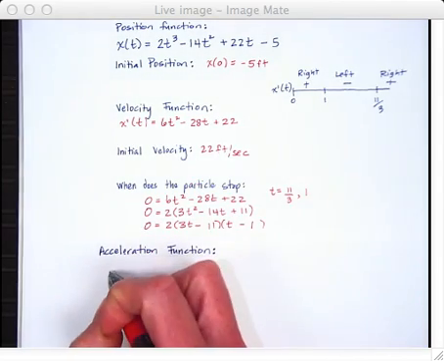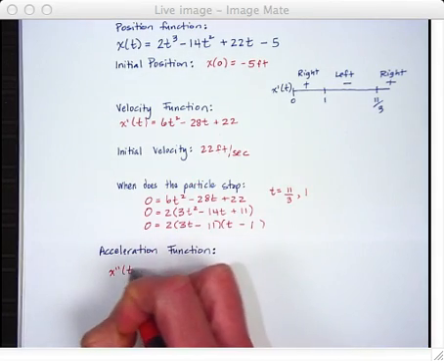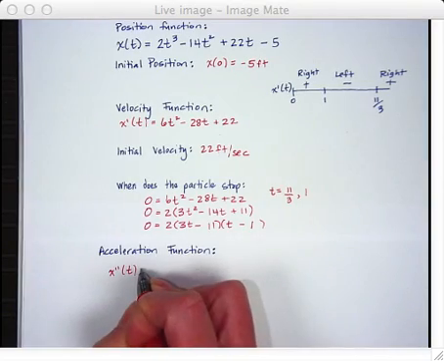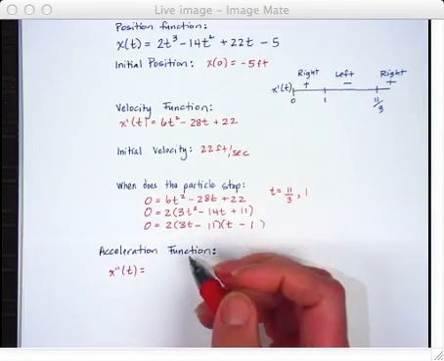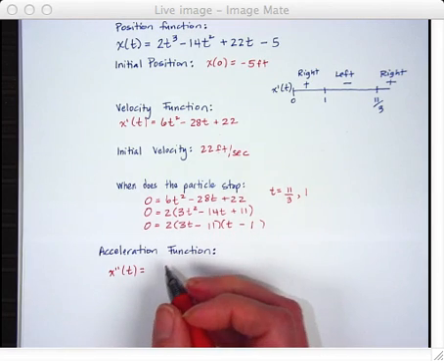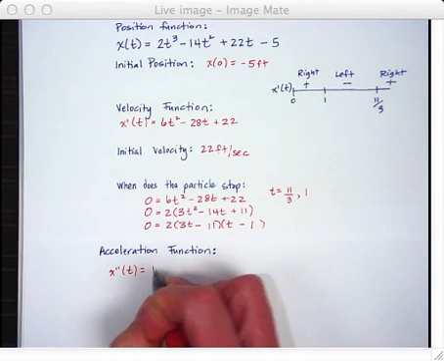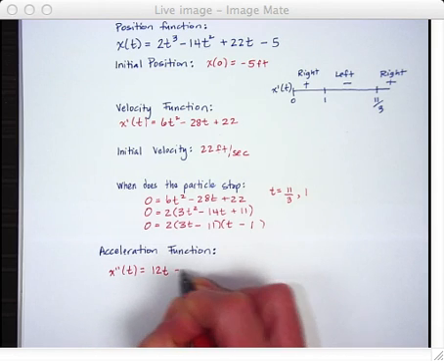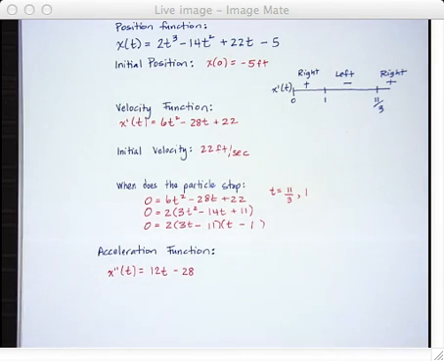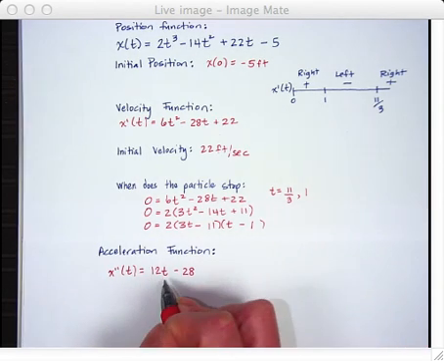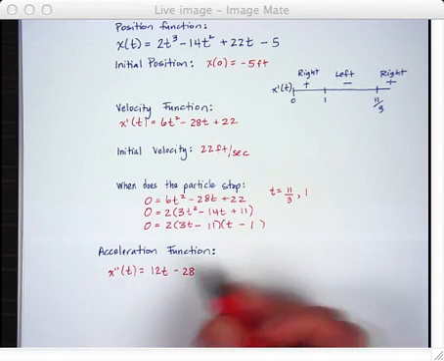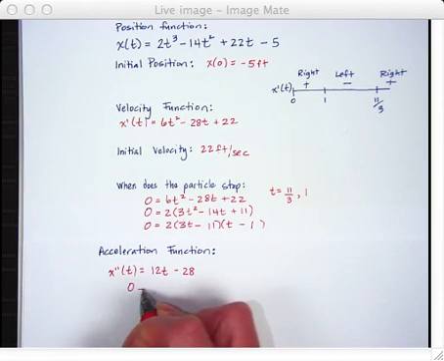I'm going to write it as the second derivative of the particle position function, excuse me. All right, so my second derivative is 12t minus 28. And now I want to find the values of t. I'm looking for points of inflection, so I'm going to find the value of t that makes this function equal to 0.